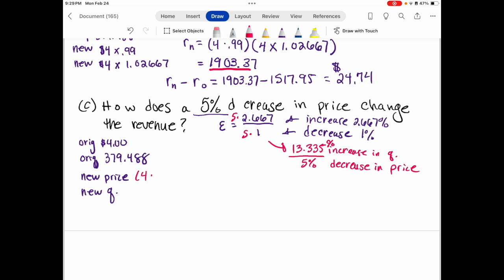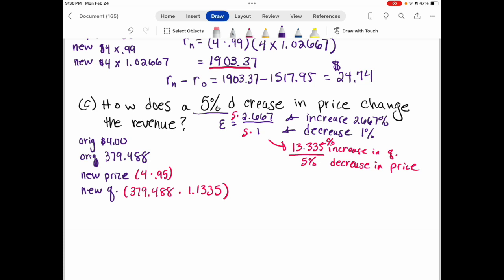Over here, when I find my new values, so now to find the new price, we start with $4. And instead of having 100% of 4, we're decreasing by 5%. So that's going to be 95% of 4. Now the new quantity is going to increase by 13.335%. So that means instead of having 379.488, you're going to have 13.335% higher. So that's going to be 113.335%. So when we put 113.335% in decimal format, that's going to be 1.13335. And that will give us our increase in quantity.